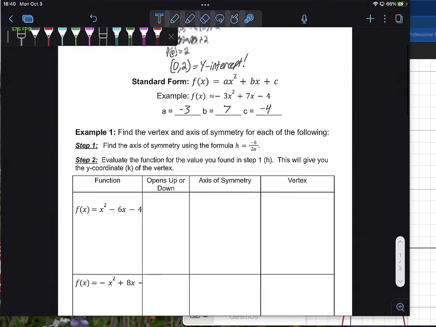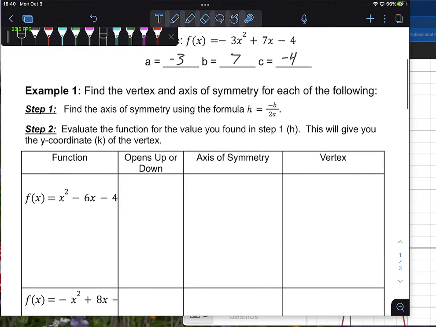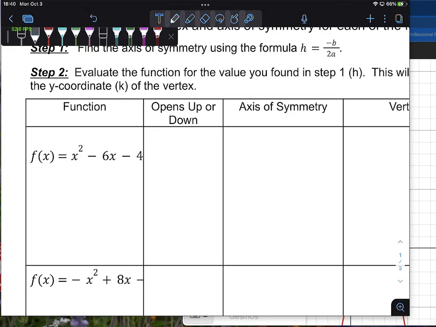Alrighty, next, in order for us to be able to graph these equations without a calculator, we're going to need to find the vertex, the axis of symmetry, and do a couple other things. So let's follow our steps here. Step 1, find the axis of symmetry using our formula h is equal to negative b, or the opposite of b, divided by 2a. So first, let's identify what our a, b, and c are. A in this case is just this 1 right here, so it's a 1. My b is negative 6, and my c is negative 4.